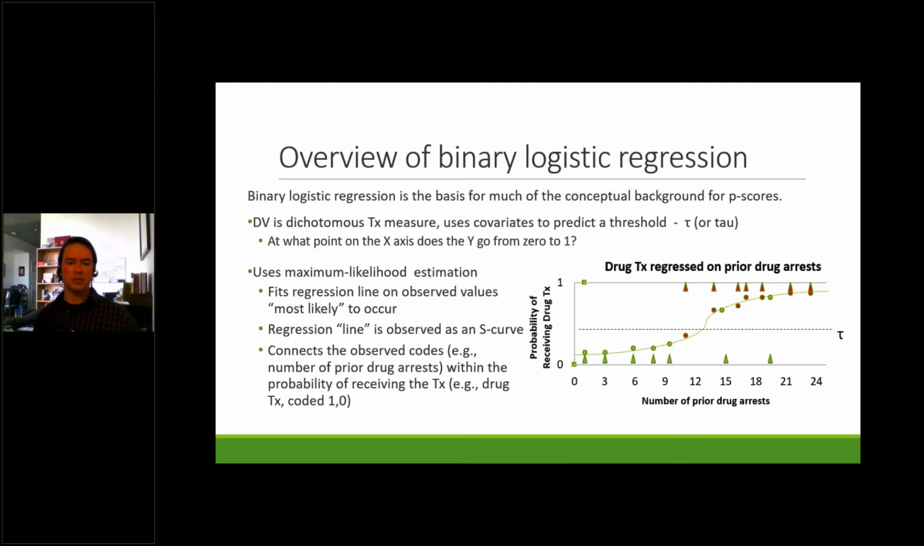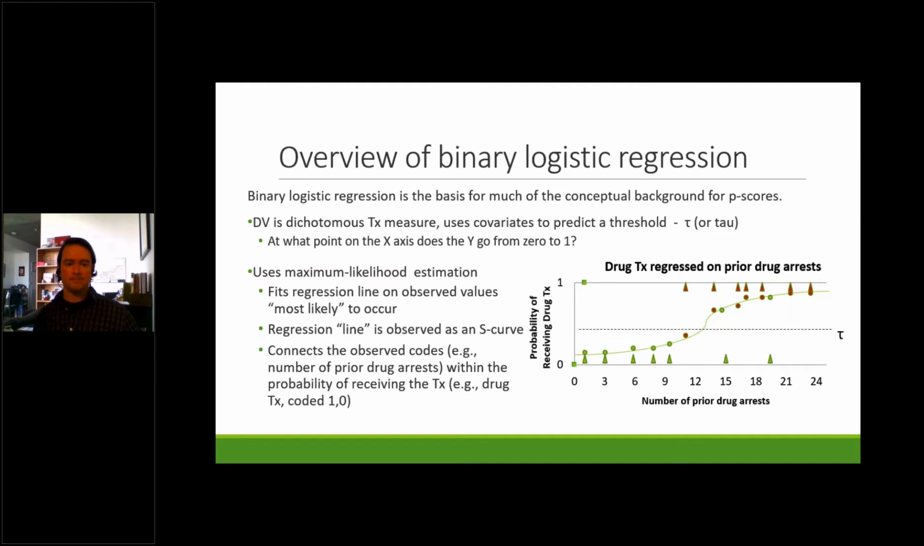The probability is computed using maximum likelihood estimation, which you can think of as fitting a regression line based on observed values most likely in the event that the event occurs, which would be the treatment. The regression line, so to speak, in this sense, is observed as an S-curve. The steeper the middle of the S is, the better the predictor.